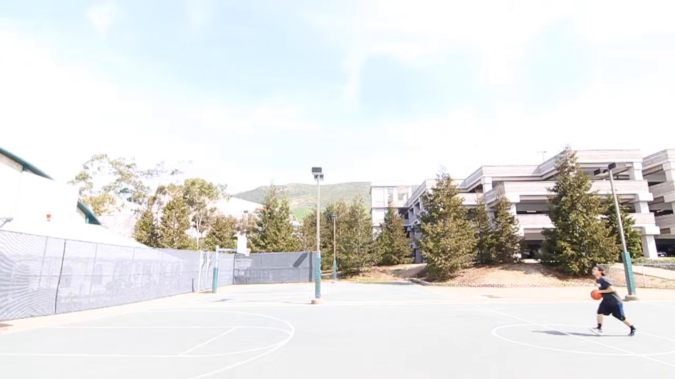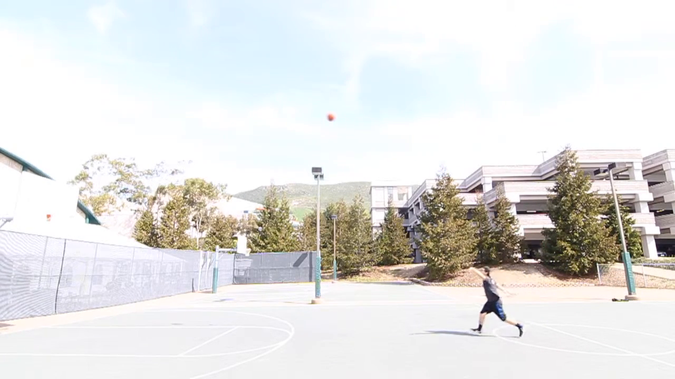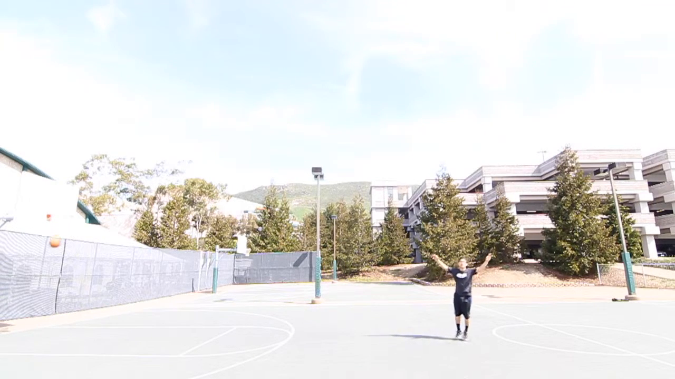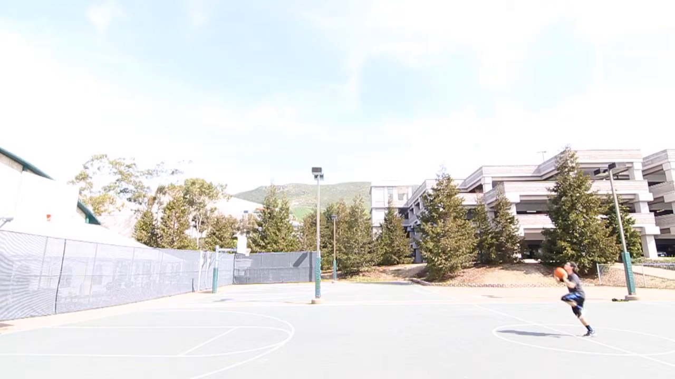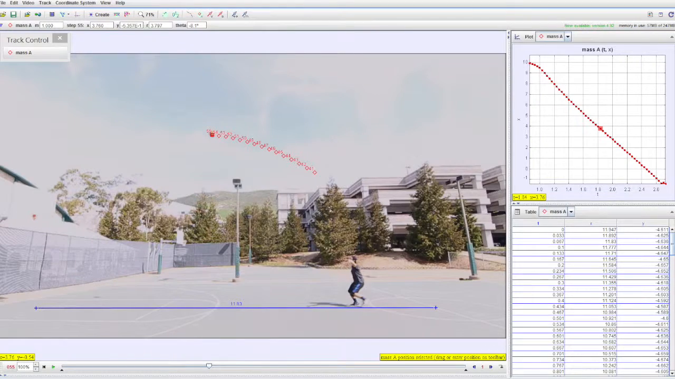And now for our half-court shot. As you can see here, the slow-mo is just so nice. And the celebration, even better. We'll do that one more time just to show off.